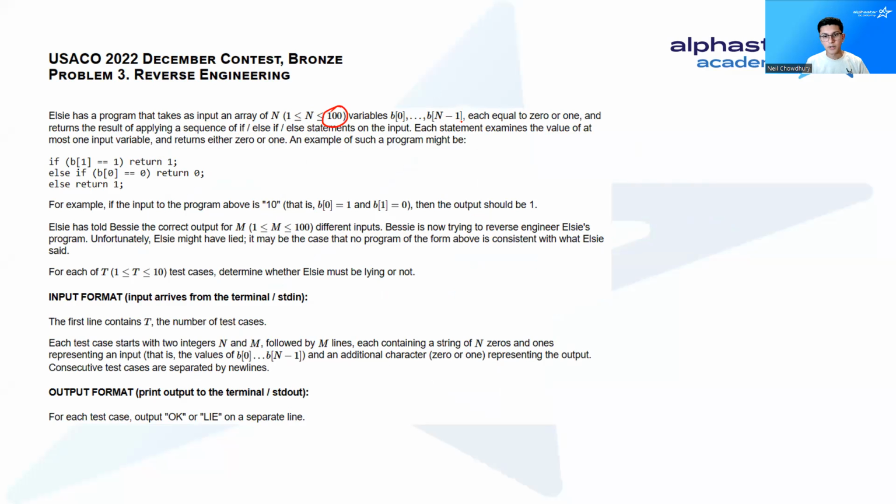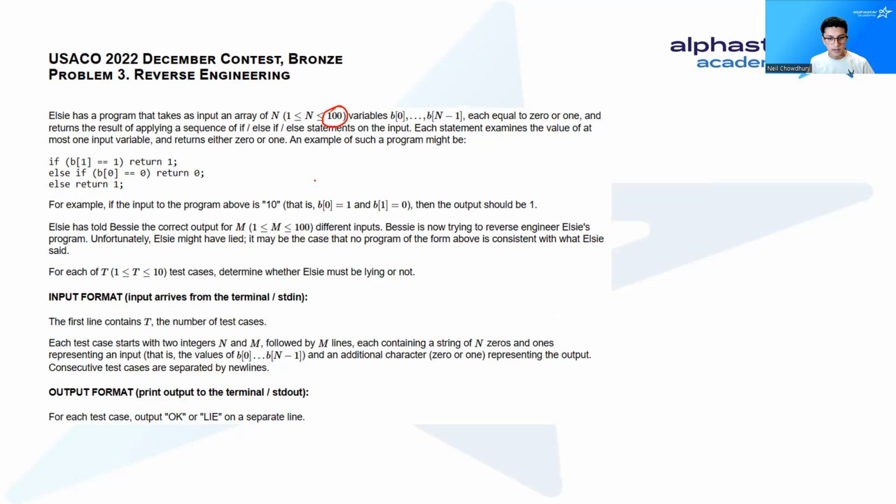B0 to Bn minus 1, and each of these is set to 0 or 1. And then she returns the result of applying a sequence of if, else if, and else statements on the input. Each statement examines the value of at most one input variable and returns either 0 or 1, something like this.